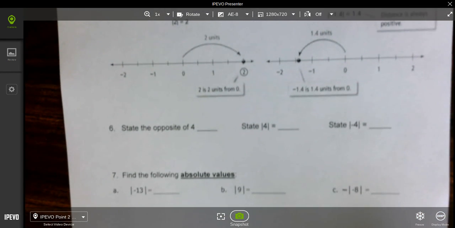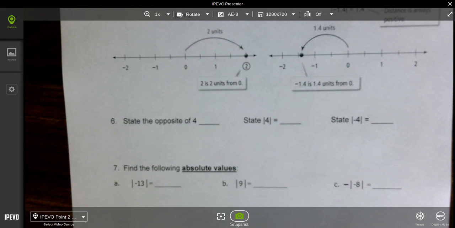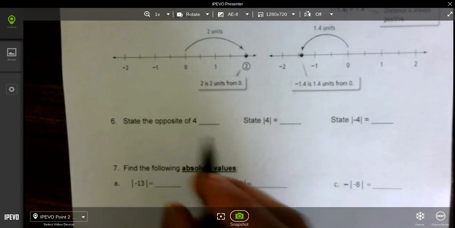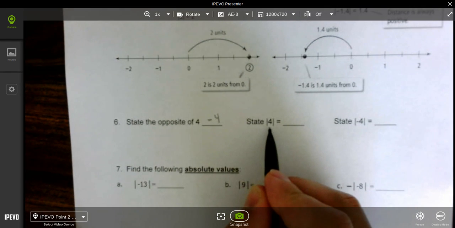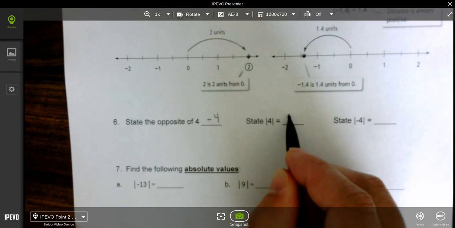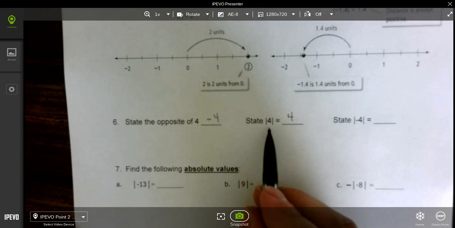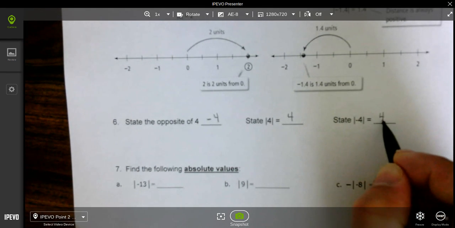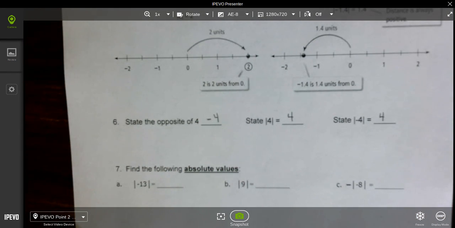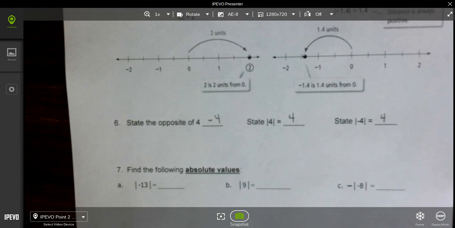Don't confuse that with opposites. In example number 6, the opposite of 4 is -4. But the absolute value of 4 is 4 because 4 is 4 units away from 0 on the number line. The absolute value of -4 is also 4 because it is 4 units away from 0 on the number line.